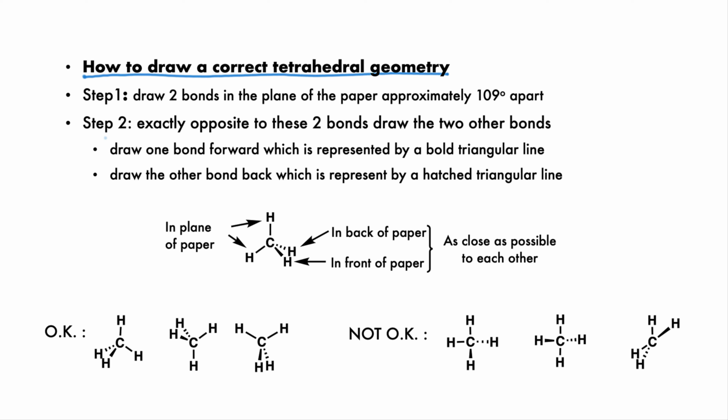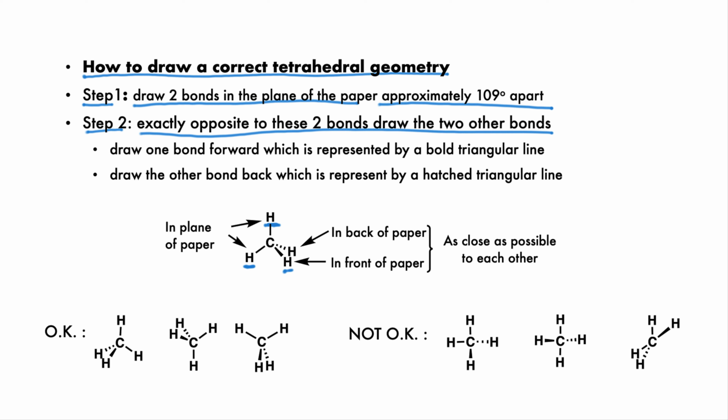Here are the steps. Step 1. Draw 2 bonds in the plane of the paper approximately 109 degrees apart. I usually draw them to the left as shown. Step 2. Exactly opposite to these 2 bonds, draw the other 2 bonds. In this case, that means draw them down and to the right.